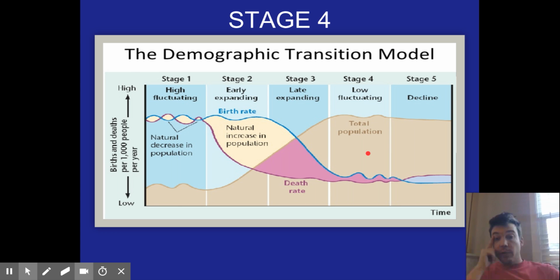So stage 4 is what we call low fluctuating. Even though the population is crazy high because these people have stopped dying, the demographic momentum is still happening. The population stays here, but it's not increasing anymore.